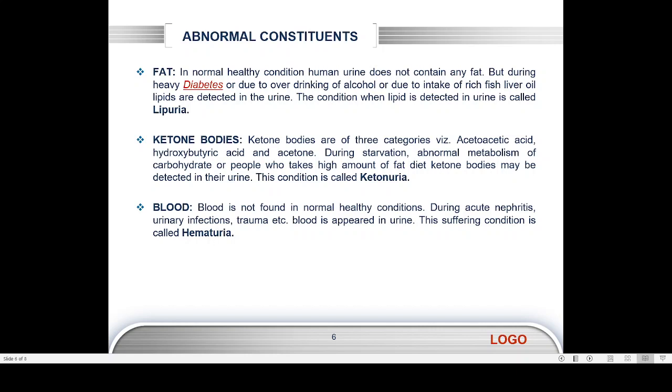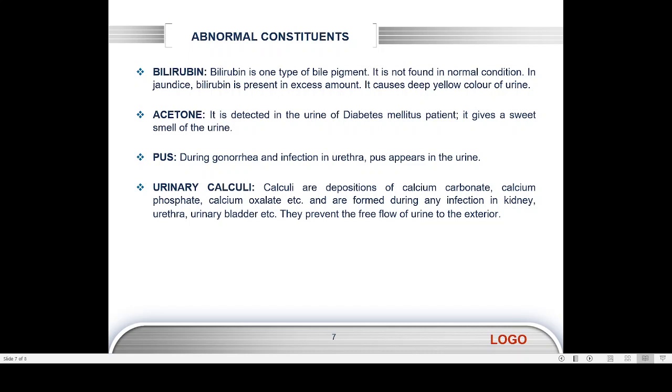And during acute nephritis, meaning inflammation of the nephron, or urinary infection, either any kind of bacterial infection of the urethra, urinary bladder, ureter or kidney, these are known as urinary infection. Some kind of physical trauma or injury, somebody attacking your abdomen, kicking on your abdomen or kidney, then there will be injury, and the blood will appear in the urine. So the appearance of blood in urine is known by the name hematuria. So we have 6 different types of substances, and these are the 6 main substances.